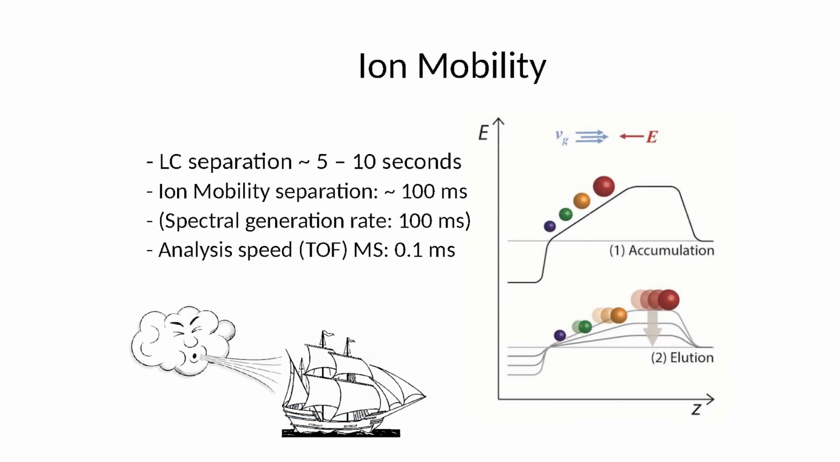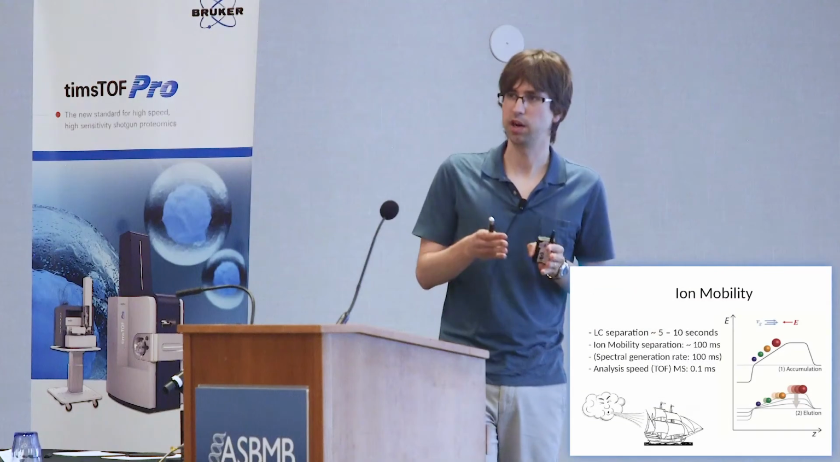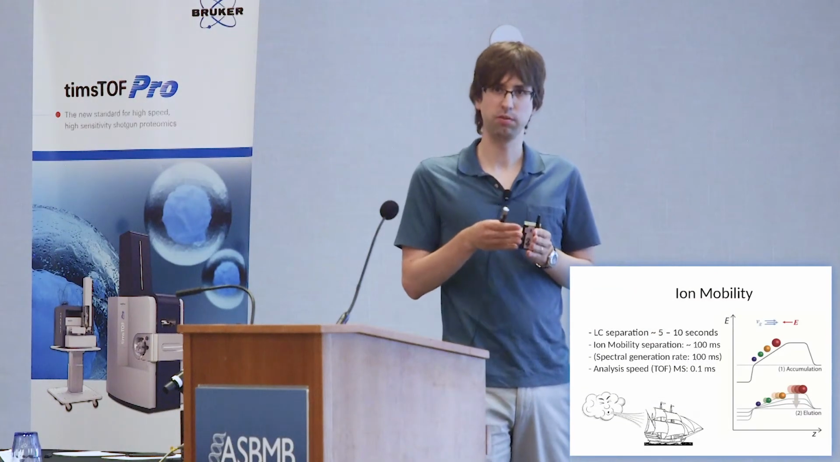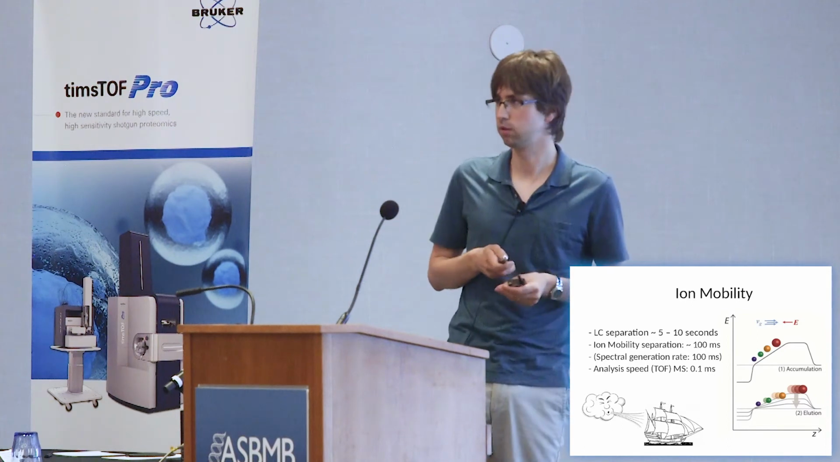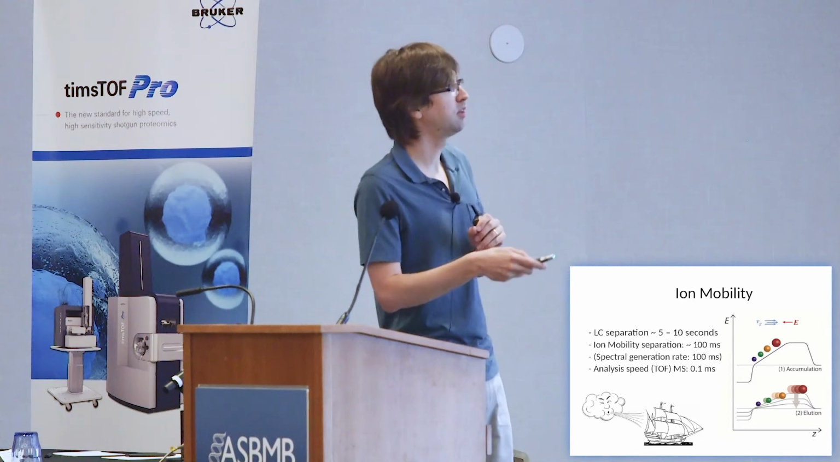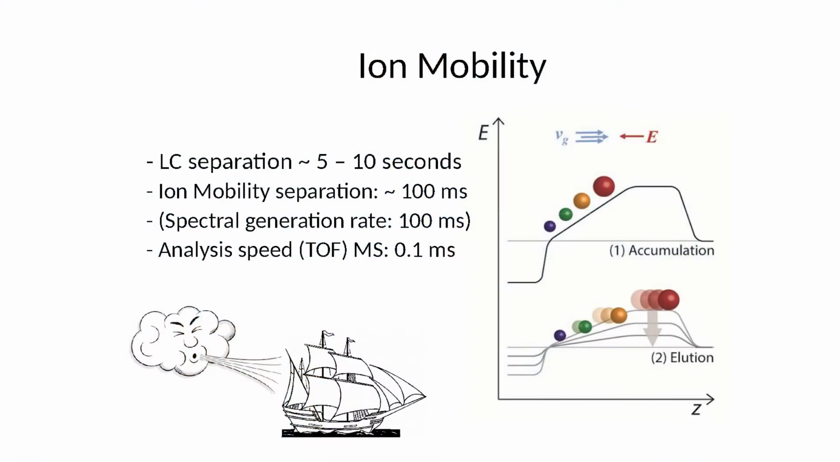And this is where ion mobility comes in, because the time scale of ion mobility separation fits extremely neatly between the time scale of LC separation. It's still fast enough to allow us to capture 7 to 10 time points across a chromatographic peak, but it's much slower than the analysis speed of the TOF.